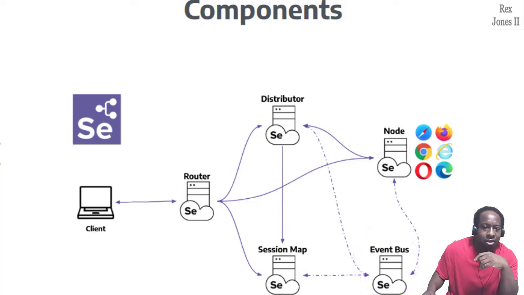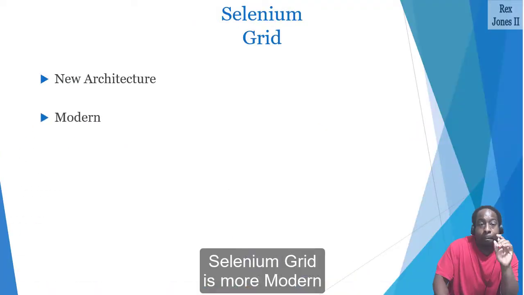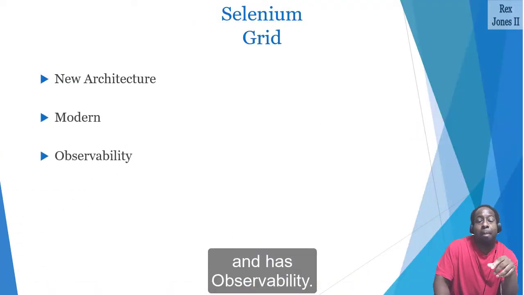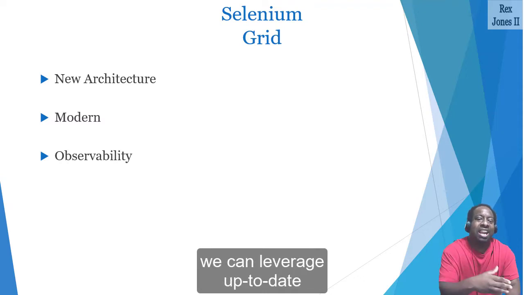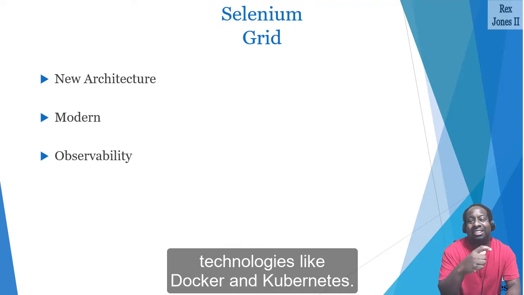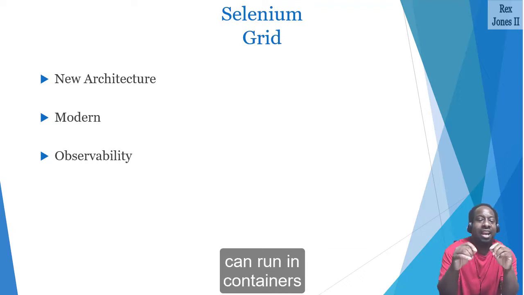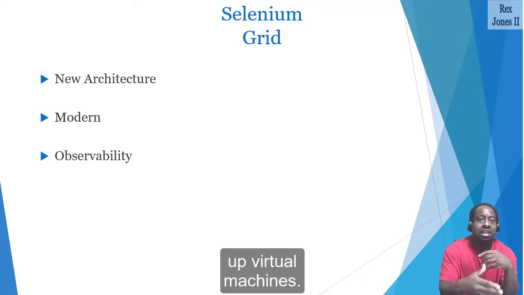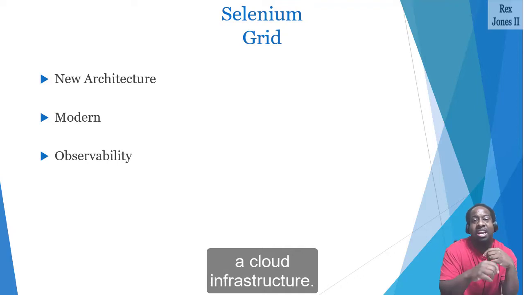In addition to the new architecture, Selenium Grid is more modern and has observability. By it being more modern, we can leverage up-to-date technologies like Docker and Kubernetes. With Docker, our applications can run in containers and not worry about setting up virtual machines. Kubernetes allows us to scale using a cloud infrastructure.